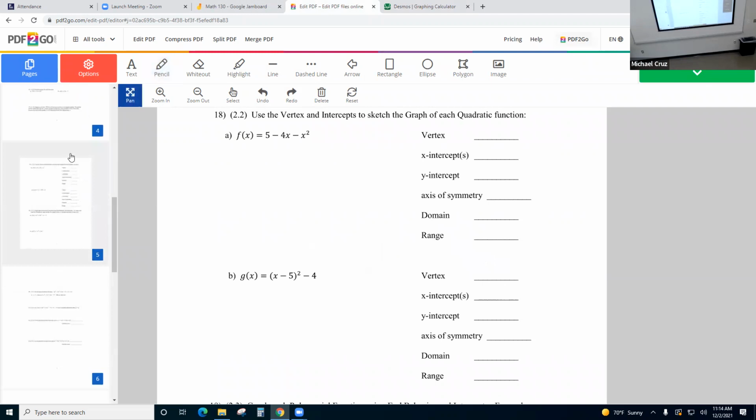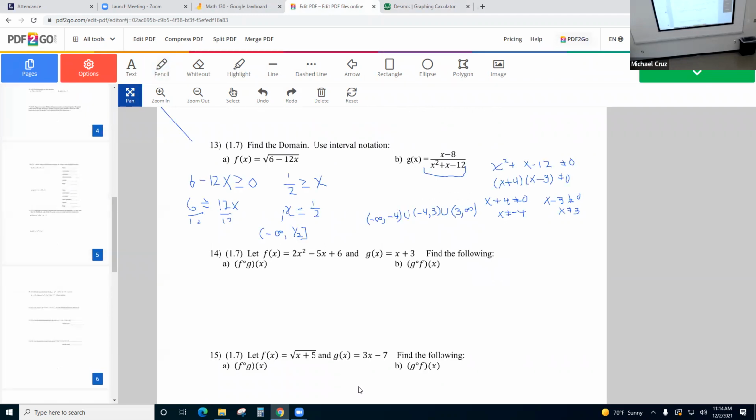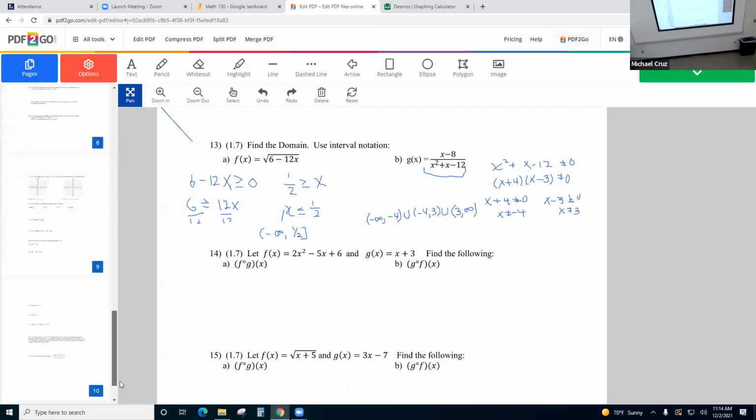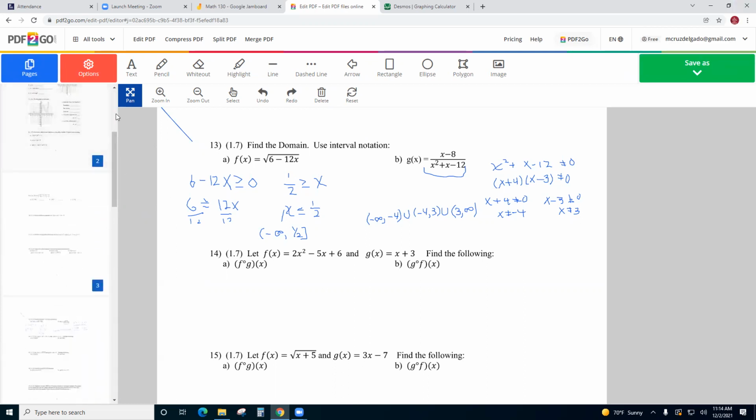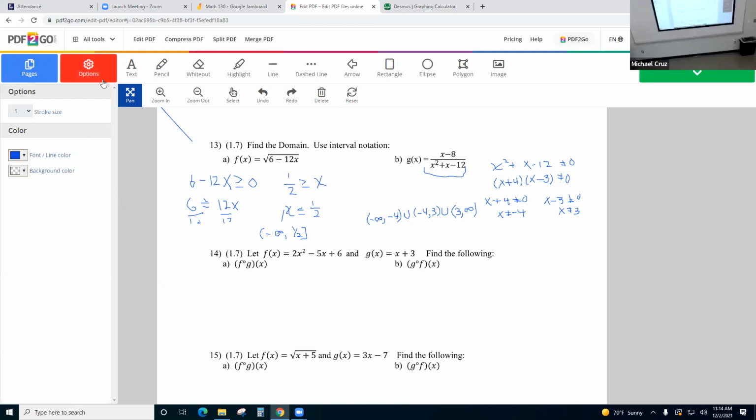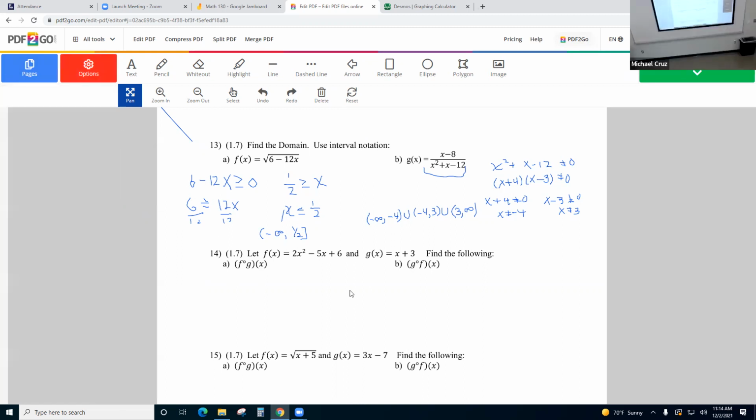All right, let's see. All right. How many pages was it? It's not too bad. I just had a hard time finishing the one from my 128 class, but it was a little bit longer.